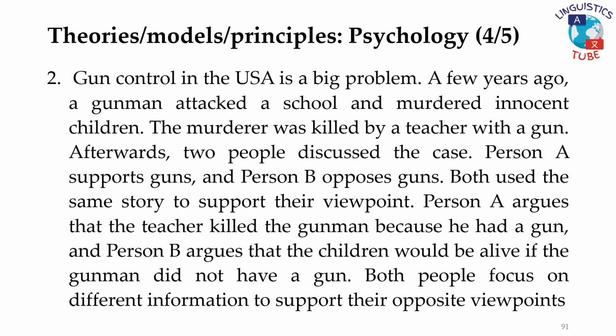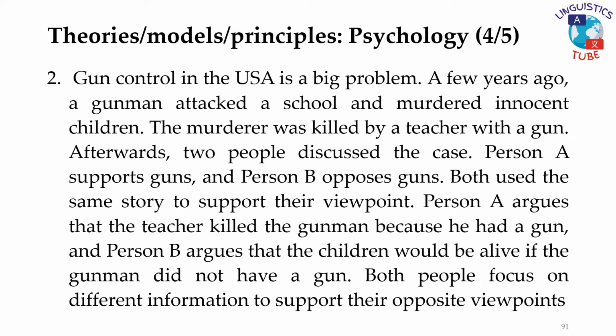Here is a second example of confirmation bias. There is a big problem with gun control in the USA. Regarding a case from a few years ago, a gunman attacked a school and murdered innocent children. The murderer was eventually killed by a teacher who had a gun in his office. Afterwards, 2 members of the public hear about the case. Person A supports guns, and Person B opposes guns.